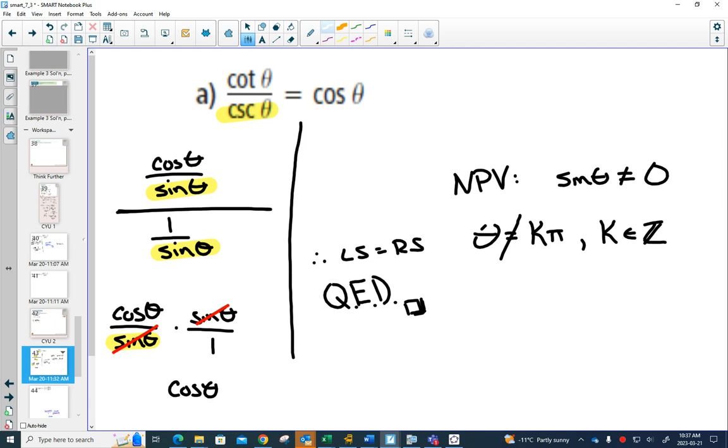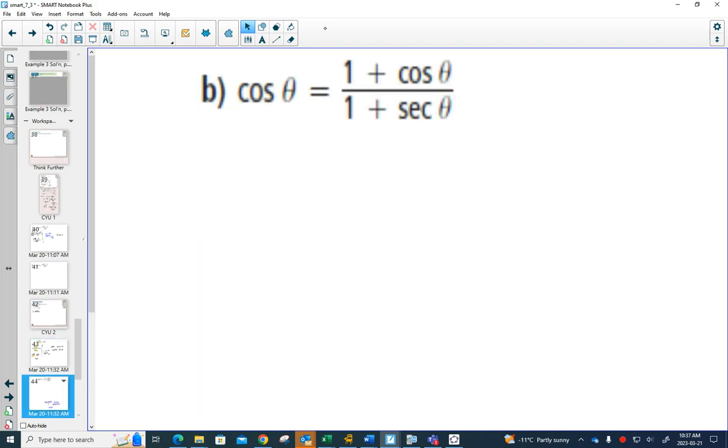Sometimes it's easier to figure out those non-permissible values after you've done the proof. And again, this proof is a great example of where we change it to sine and cos, we use our fraction rules and simplify. Things worked out beautifully. Part B. Again, rewrite the equation, split it up.